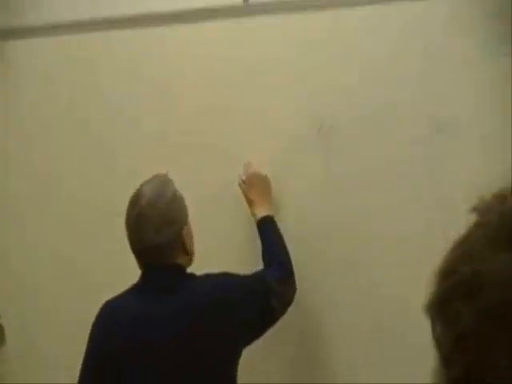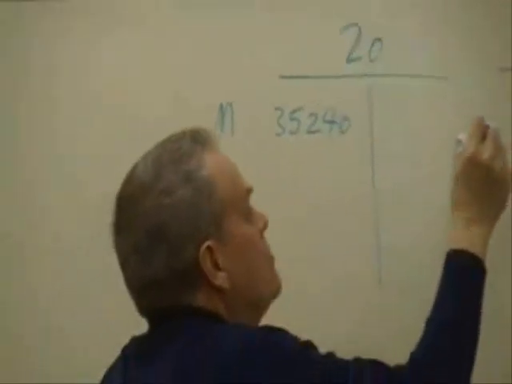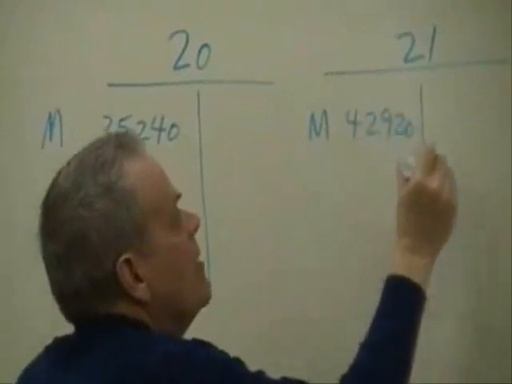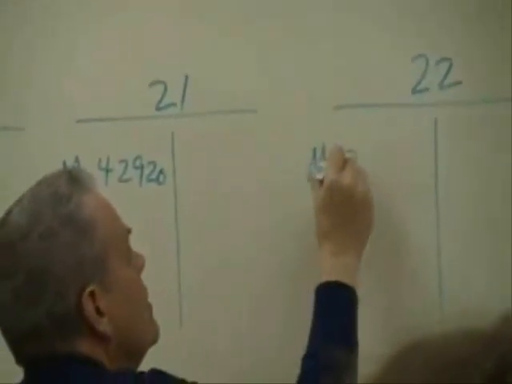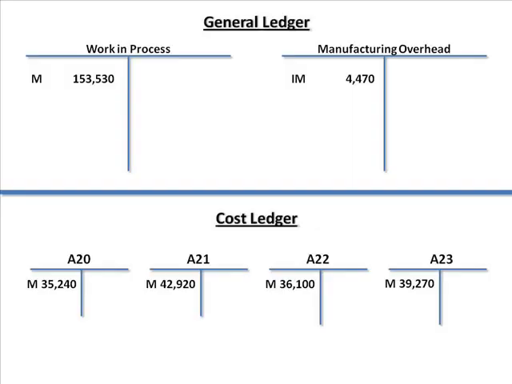For job 20, we just incurred materials cost. Aaron, you're sitting close to me. Would you read me that figure? 35,240, is that what you said? And for job 21? 42,920. And for job 22? 36,100. And for job 23? 39,270. Do I have the facts right, class?